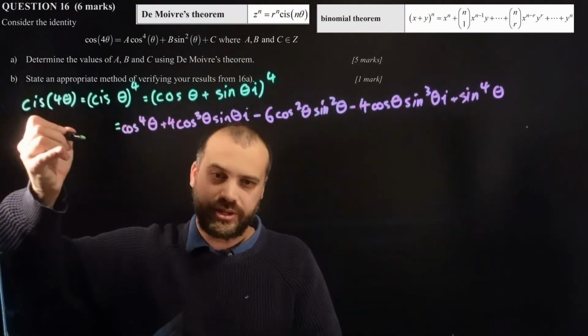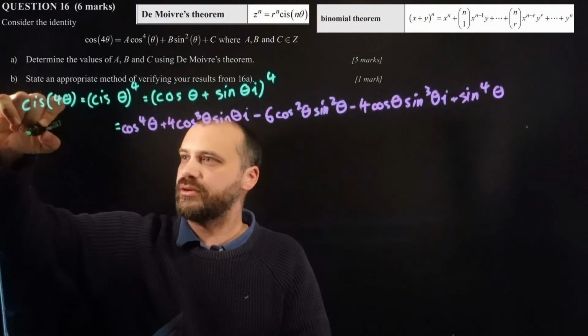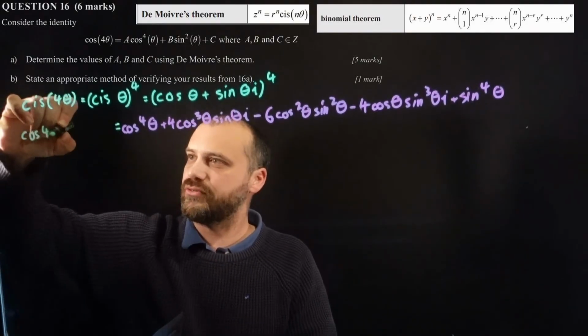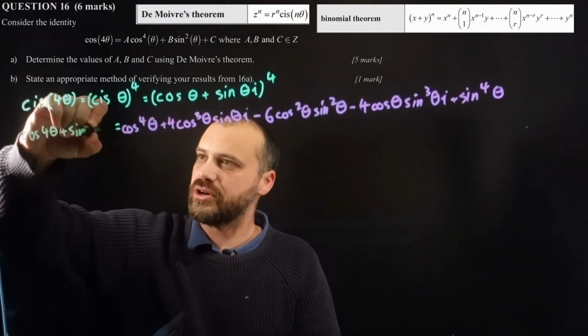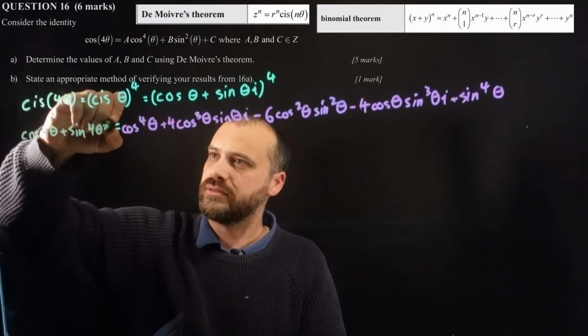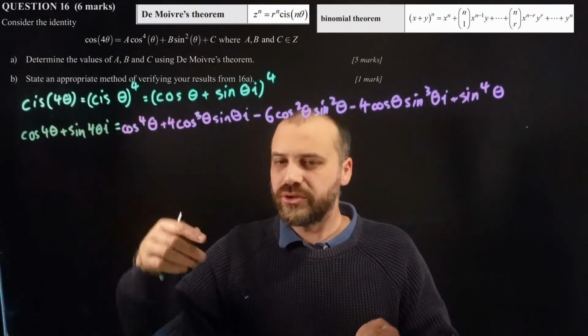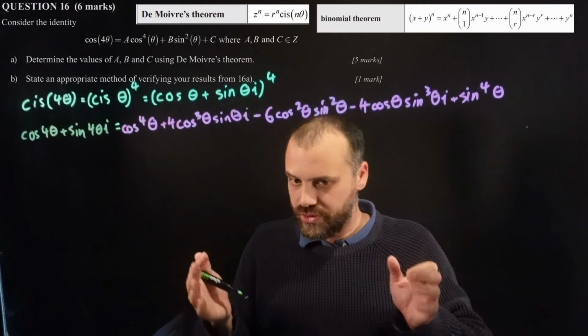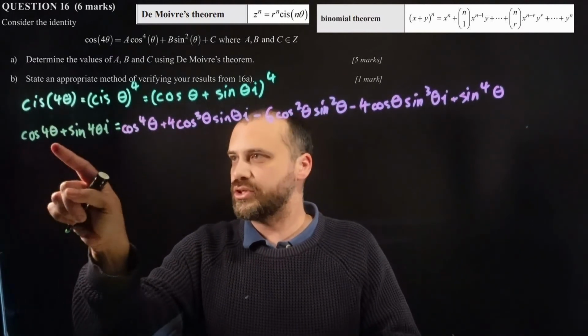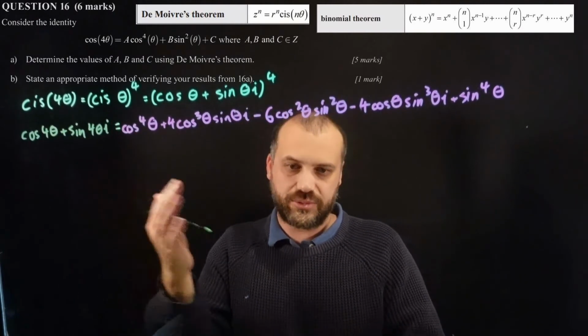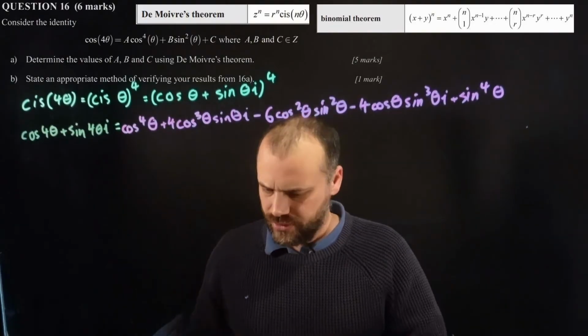Written in terms of cos and sine, we can write it as cos 4 theta plus sine 4 theta i. Don't lose sight, when you're writing cis 4 theta, you're writing shorthand for cos 4 theta plus sine 4 theta i. That's what's happening. Okay, this is great news.